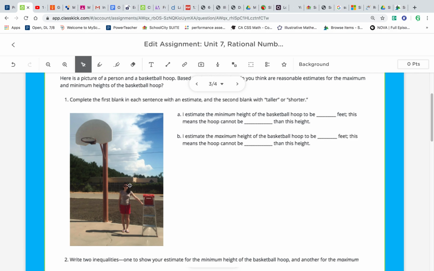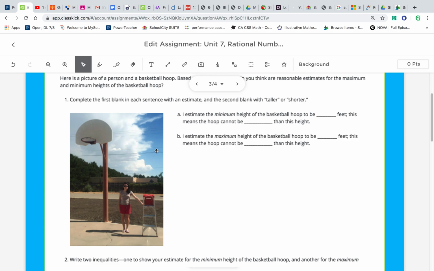All right, so if we talk about the minimum, so not necessarily what we think is most likely, but just something that we can say it definitely wouldn't be less than that. I would say it's safe to say that she is not shorter than 4 feet tall, right? So she's probably at least 4 feet tall. That might very well be a 4-foot ladder. And so if she is about halfway up there, maybe not quite halfway up, it's a good bet that the rim has to be at least, I'm going to say, 8 feet tall.